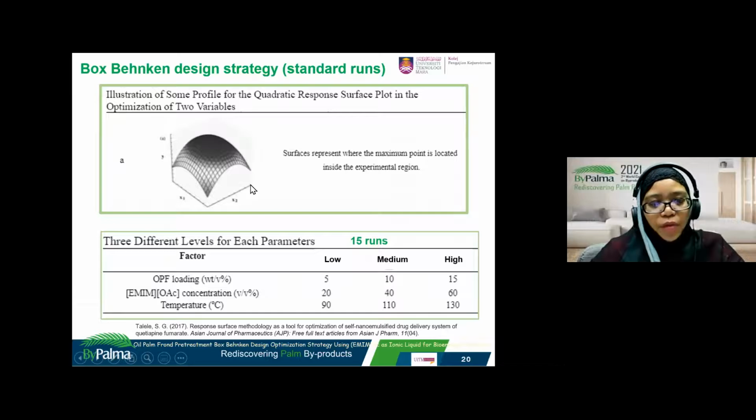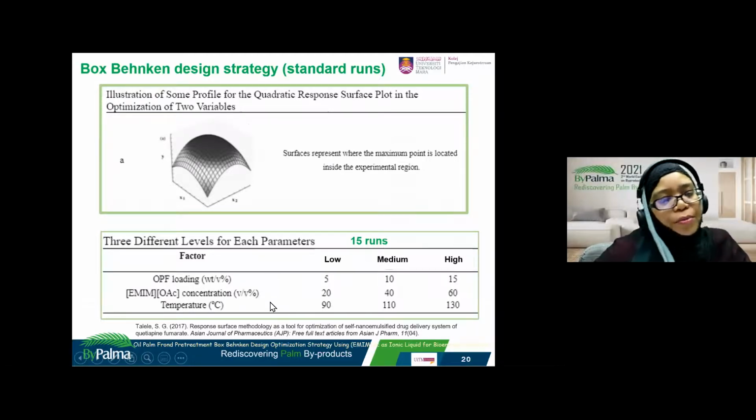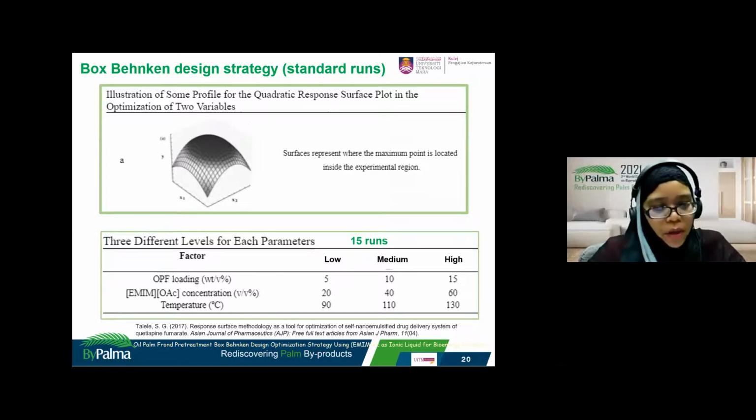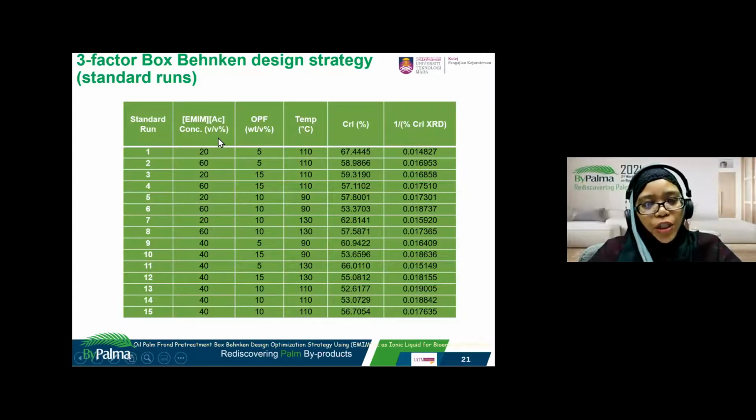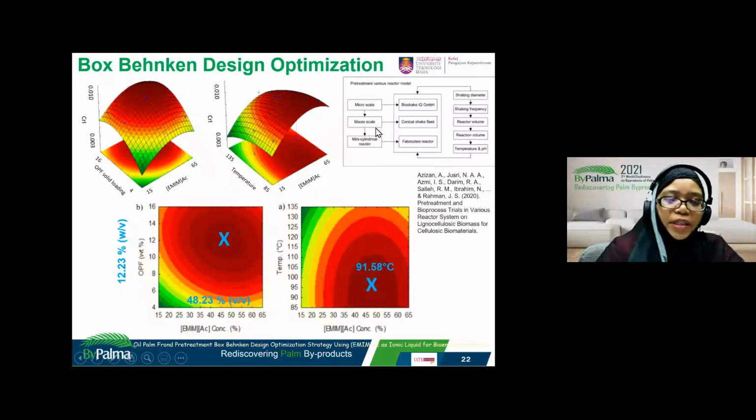Now, for the strategy of the optimization using the Box-Behnken design from the RSM method, we want to make sure that the chosen low, medium, and high parameters for the three engineering parameters that we chose earlier are inside the experimental region. Having the suggested standard runs by the RSM, giving us the combinations of EMIM acetate concentration, solid loading and temperature suggestions, we started with the experiment and calculated the CRI.